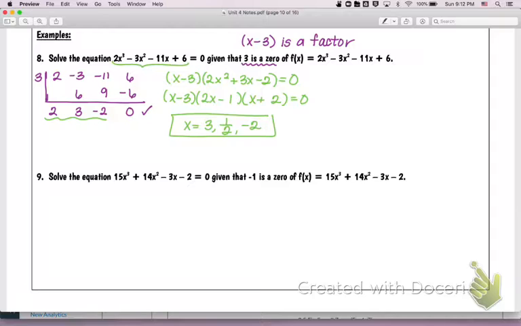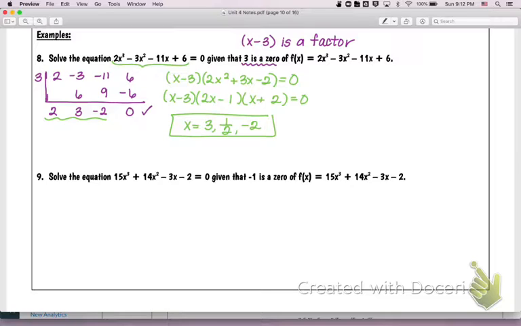This was not factorable when we started. If you tried to use factoring by grouping, you're not going to get very far. But if they tell us what one of the zeros is, then we can use the division to get that factor out, which leaves us with something that is factorable.